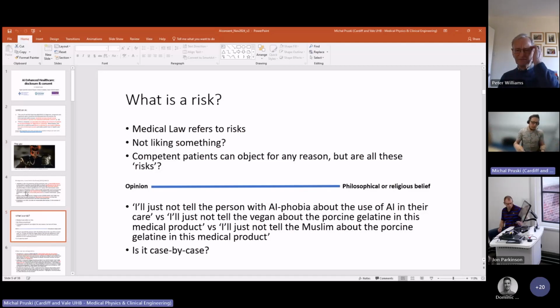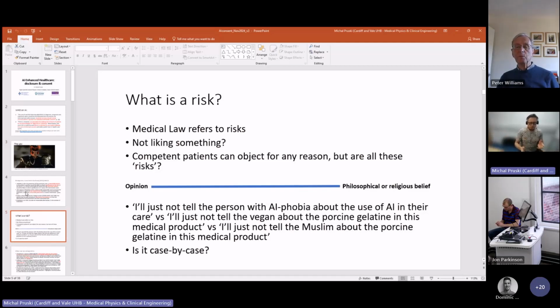Because, and I'll return to that later, if you knew that somebody was averse to AI, would you treat that as an opinion or as a phobia, or would you treat it any differently to a vegan objecting, for example, to porcine gelatin components in a medical product that you wish to use during the procedure? And the same thing for a Muslim patient. How do you conceive risk in this situation? Because it's not a straightforward risk that something will go wrong in the sense of infection and so forth.